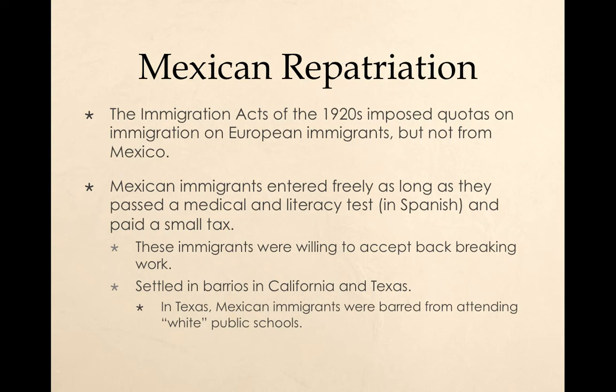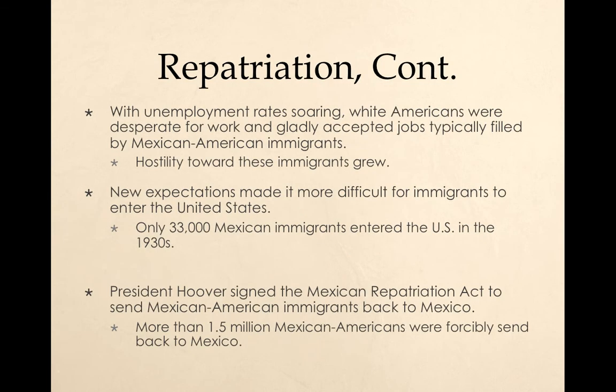In Texas, Mexican Americans were barred from attending white public schools. They also faced many other prejudices. With less demand for labor during the Depression, white American farmers were in desperate need of work and sought jobs filled by Mexican American immigrants. As public hostility to Mexican immigrants grew, it became more difficult for Mexicans to enter the United States. In fact, only 33,000 were granted visas for the entire decade of the 1930s, compared to 500,000 in the 1920s.